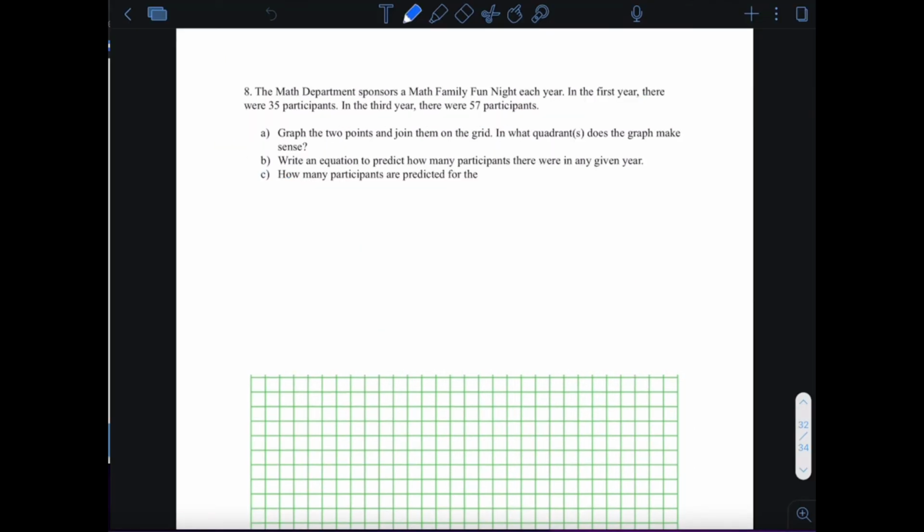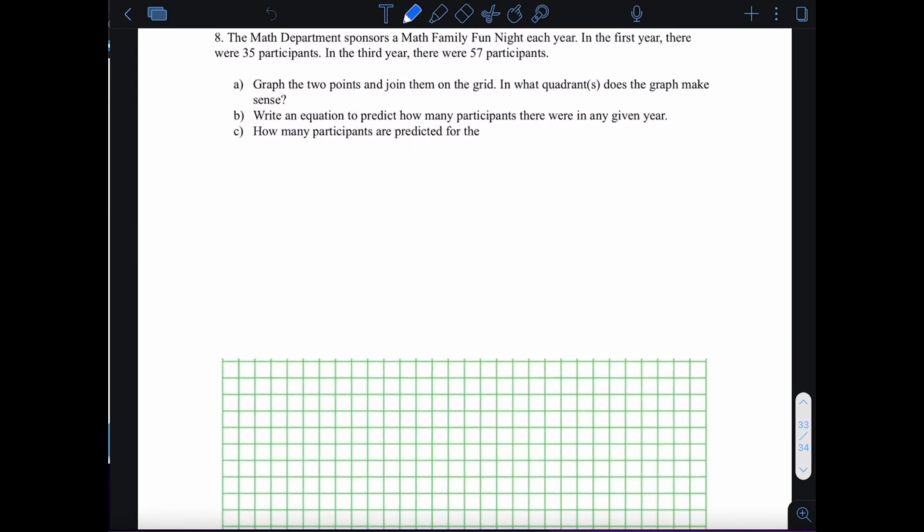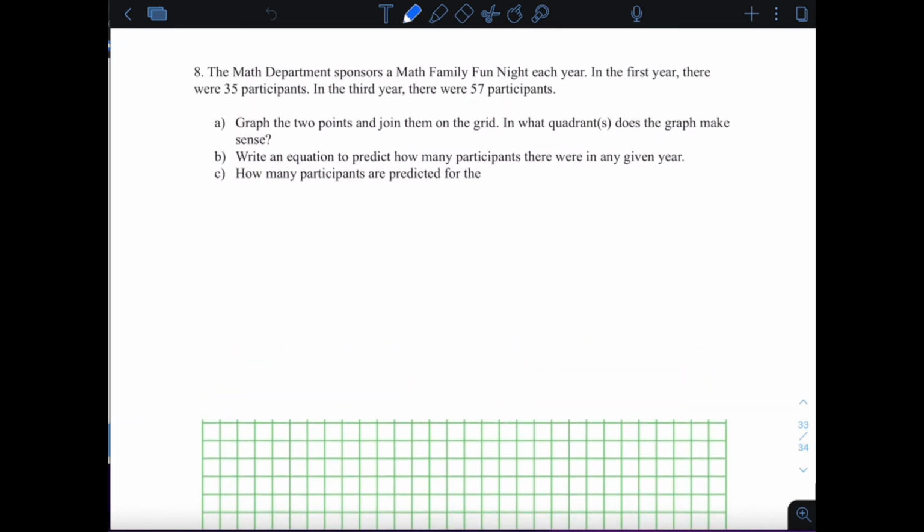So let's move on to the next example. In the next example, the math department is sponsoring a math family fun night. In the first year, there were 35 participants. In the third year, there were 57. Graph the 2 points and join them on the grid. In what quadrants does the graph make sense? So, first we have to make a decision here.